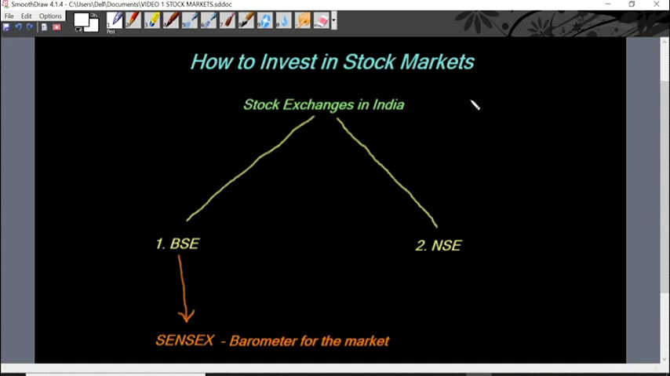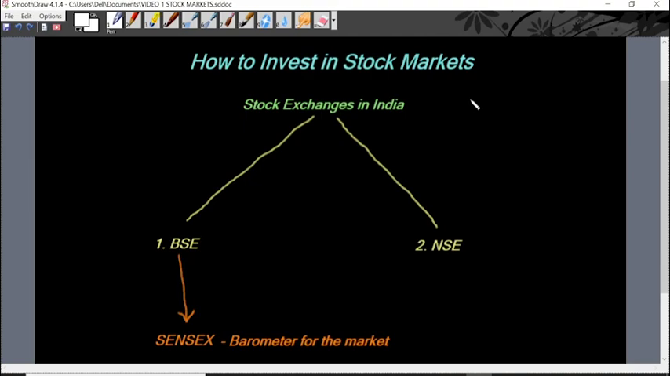In Sensex, once we see that the Sensex is in green, it is positive, we can say that the market is doing well. But if it is in negative, we can say that the market is not doing so well. So that is why we need Sensex and Nifty to see how the market is performing. As I said, it is a barometer for the market just to see how it is doing.